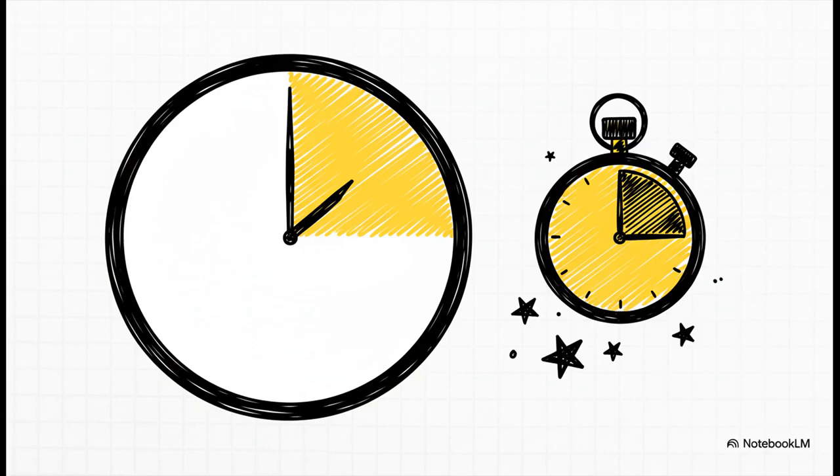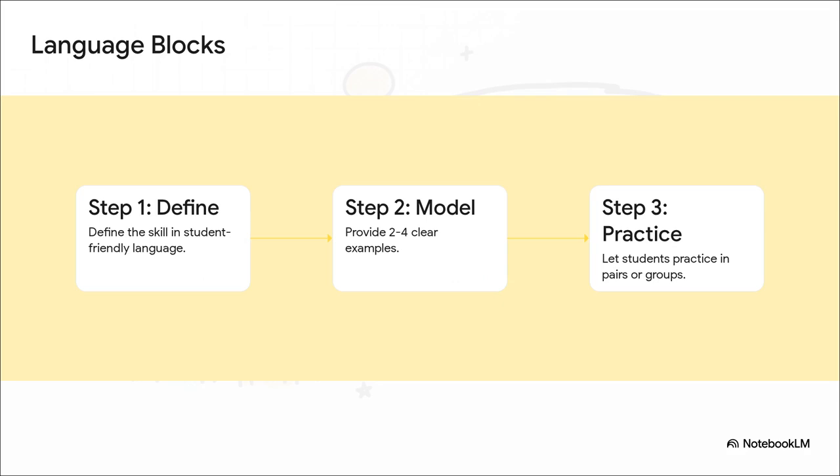Strategy number 2 is all about being smart with your time. You don't have to stop a whole science lesson just to teach a little bit of grammar. Instead, you can weave these quick, focused 10-minute language lessons right into what you're already doing. And the structure is pretty simple. First, you just explain the skill in a way that makes sense to kids. Then you show them a couple of examples. And finally, you give them a chance to try it out right away, usually with a partner. It's fast, it's targeted, and it works.